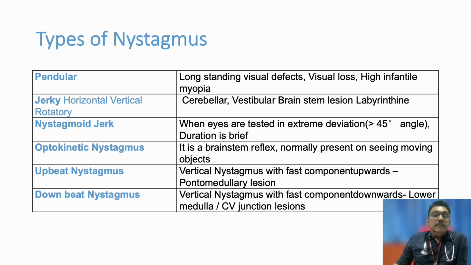So horizontal, vertical, rotatory movements can be there in nystagmus, or pendular movement can be there in nystagmus. Some nystagmoid jerks are seen in normal person. That is not nystagmus. When the eyes are tested in extreme deviation, these jerks are seen. And there are other types of nystagmus also seen in various types of neurological disorders. I am not going to the details of that now.